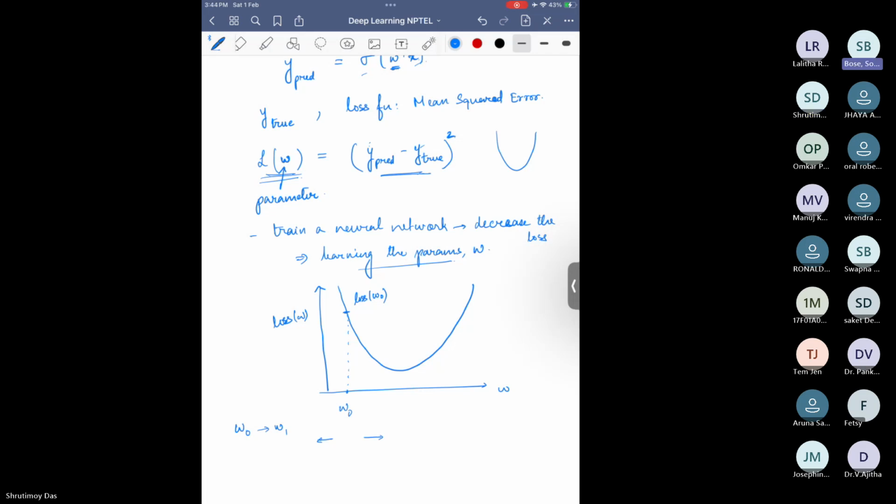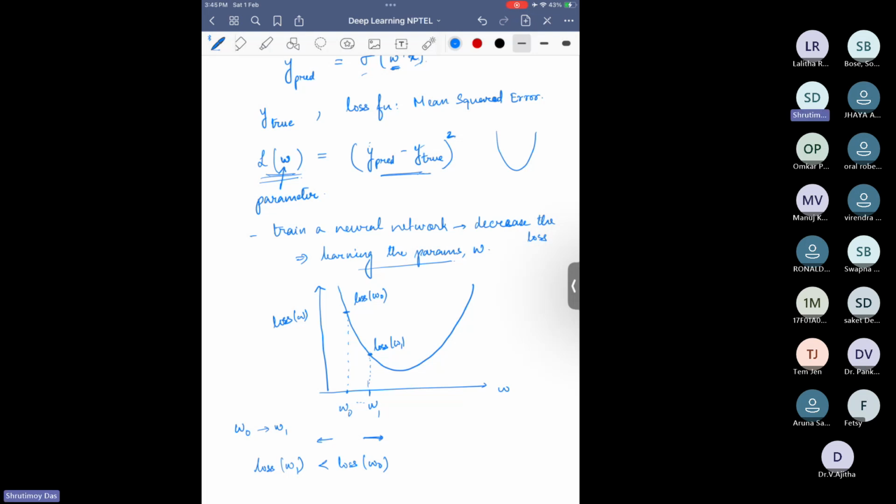w1 should go right because we are trying to minimize the loss. Right? So w1 should go right. So let us say we get something here, w1. So now we get a loss at w1. So now, as you can see, the loss at w1 is less than the loss at w0. So that means the weights that you are optimizing are going in the correct direction. Let us say correct means your loss is really decreasing.